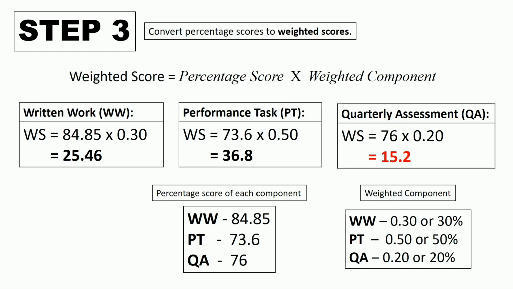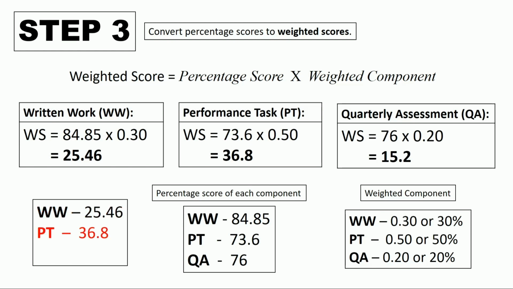So let us summarize the result. The weighted score for Miss Tagle's written works is 25.46. In performance tasks, she has 36.8. And for the quarterly assessment, she gets 15.2 weighted score.